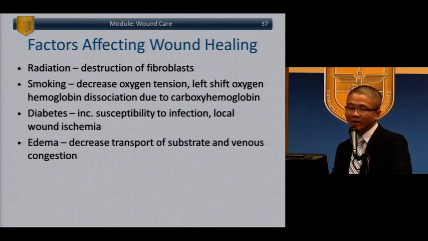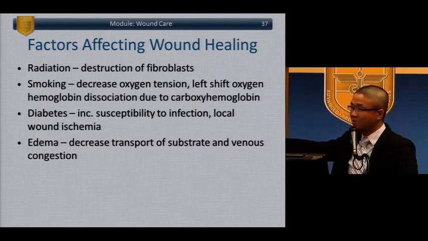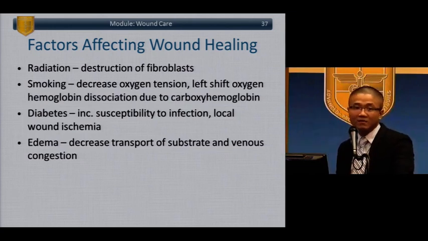Oh, and by the way, when we overly aggressively resuscitate somebody and cause a significant amount of edema in their tissue beds, you're going to get an incisional hernia. Why? Because, never mind the fact that when the edema goes away, all your sutures are loose, right? But it's also because of this: there's a decrease in transport substrate and venous congestion.